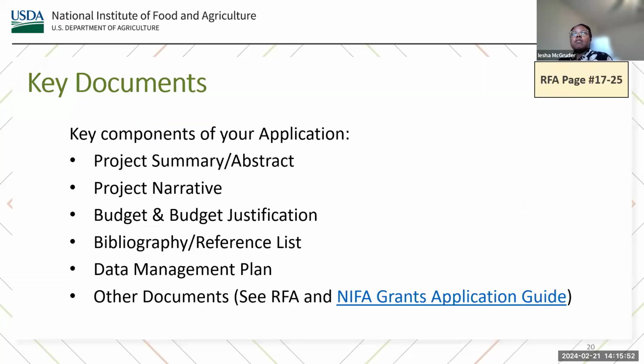So some other very important key documents that you'll need with your application are your project summary, abstract, project narrative, budget and budget justification, bibliography, reference list, data management plan, and some other documents that you can find in the RFA and in the NIFA grants application guide.